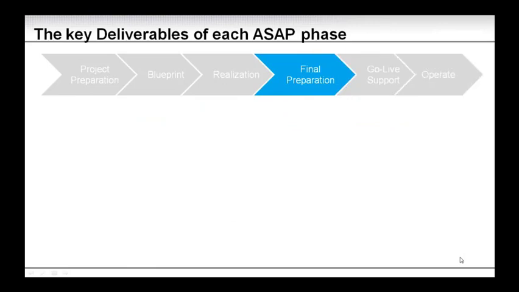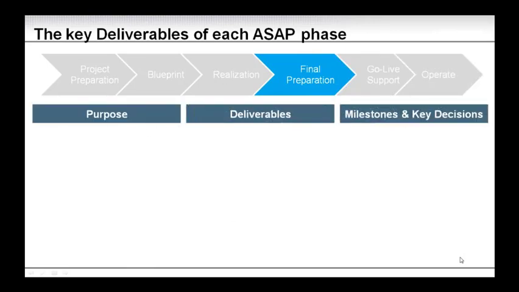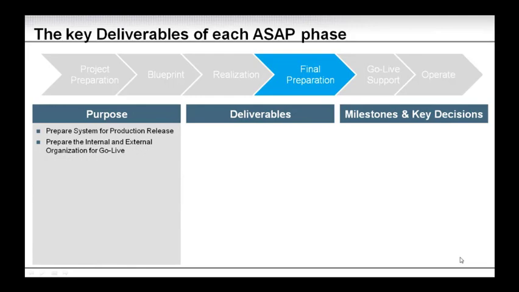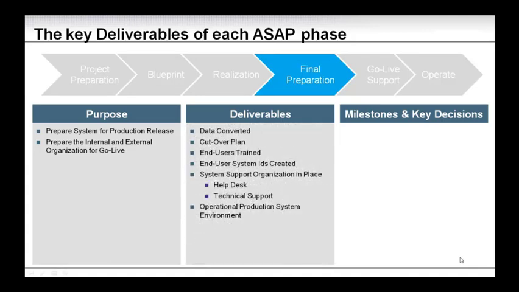Moving into the final preparation, now we're getting close to go live, and the final preparation is to prepare the final system for production release, as well as prepare the internal and external organization for go live. So the deliverables are to make sure the data is converted. We have a cutover plan. We are preparing the internal stakeholders and organization by making sure end users are trained.